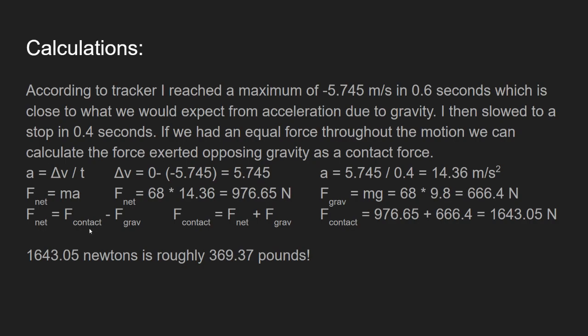However, we don't just have contact force here. We have the force due to gravity pulling us in the opposite direction. So we need to add F net and F grav to find my contact force against the ground. We calculate the force due to gravity as you would expect, mass times the gravitational acceleration, and simply add the two to get my contact force, which is 1,643 newtons.